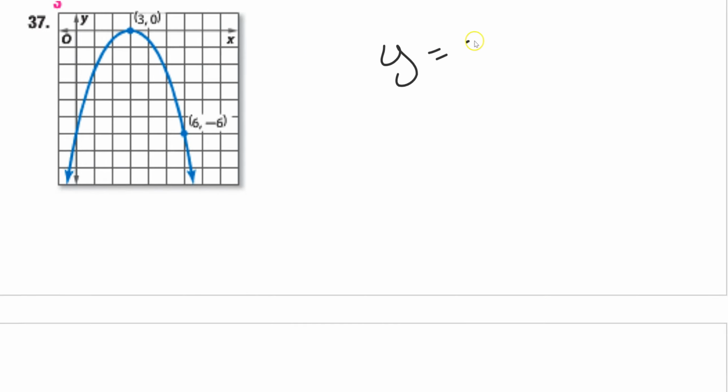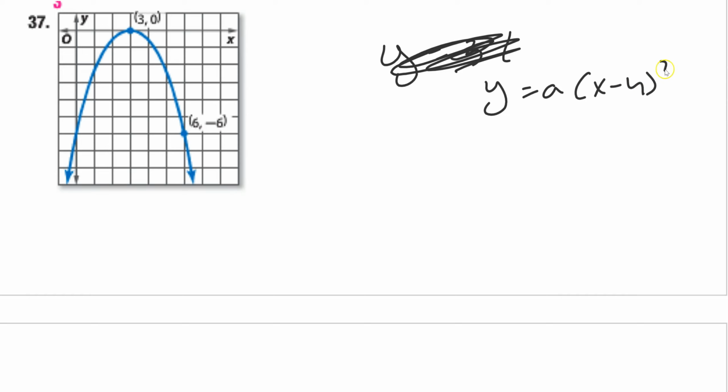All right, so let me do that again. Whoops, I don't need the answer. Y equals a times x minus h squared plus k. Right, so same idea, a little faster this time. Find my vertex right there. My vertex, that's my h and k. So this is 3 and this is 0.